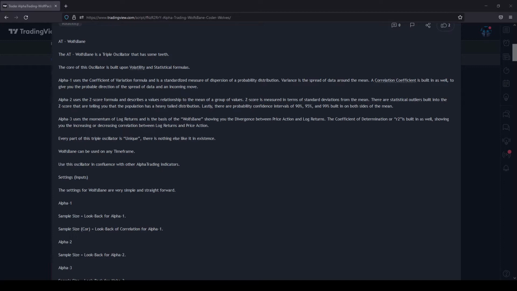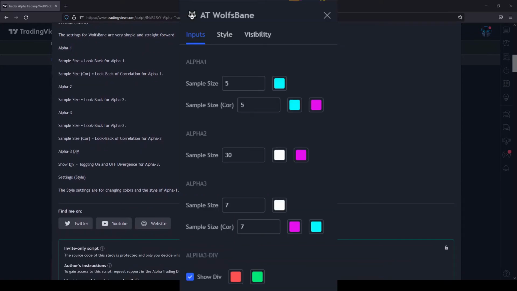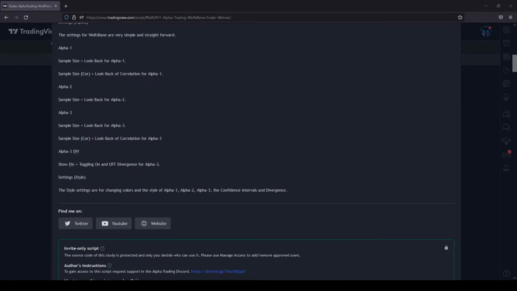As far as the setting inputs go, you'll see a picture pop up for that. For Alpha 1, the sample size equals a look back for Alpha 1. The sample size correlation equals a look back of correlation for Alpha 1. For Alpha 2, sample size equals a look back for Alpha 2. For Alpha 3, sample size equals a look back for Alpha 3. The sample size correlation equals look back of correlation for Alpha 3. Alpha 3 div, show div, equals toggle on and toggle off divergence for Alpha 3.